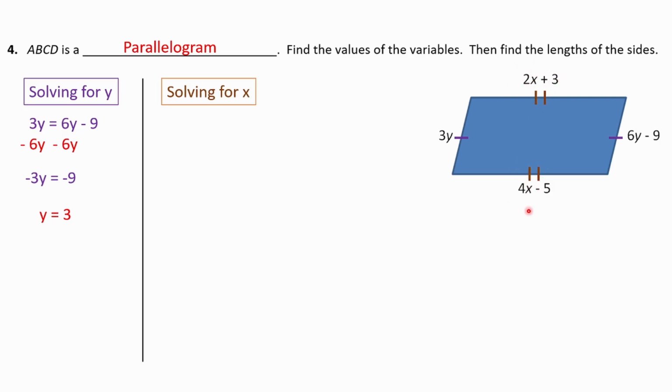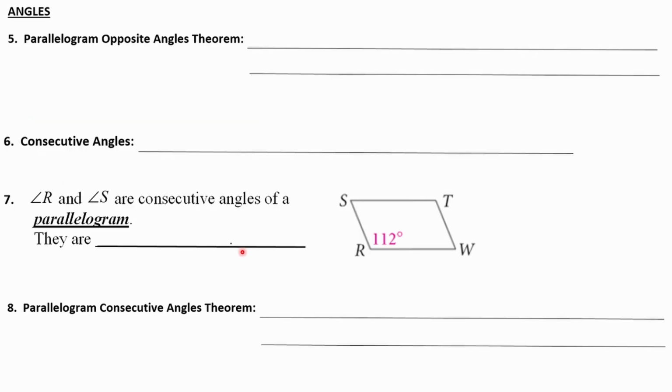So 2x plus 3 and 4x minus 5, again, are opposite sides, so they will be equal to one another, which means that I can set them equal with their expressions. If I subtract 2x from both sides, I'm left with 3 on the left side and 2x minus 5 on the right. Add 5 to both sides, and I'm left with 8 on the left and 2x on the right, which means that x is equal to 4.